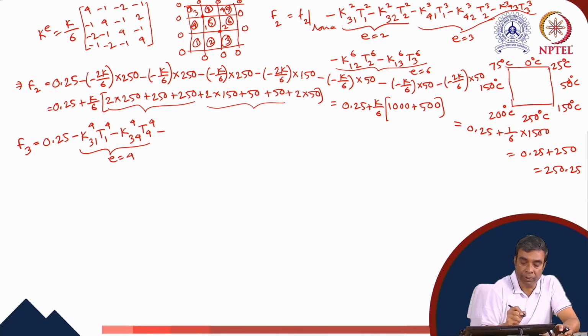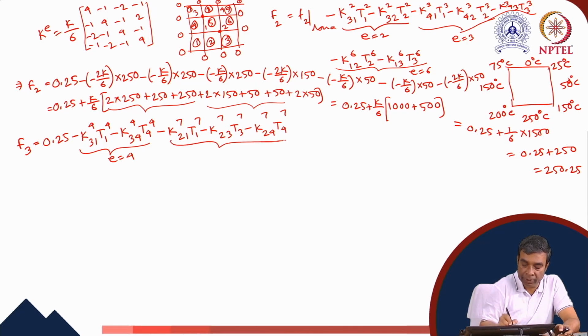Next we have contribution from element 7. We write the equation at I equals to 2 and our B values are 1, 3 and 4. So it will be K217 T17 minus K237 T37 minus K247 T47. This is for E equals to 7, and the final contribution comes from E equals to 8.